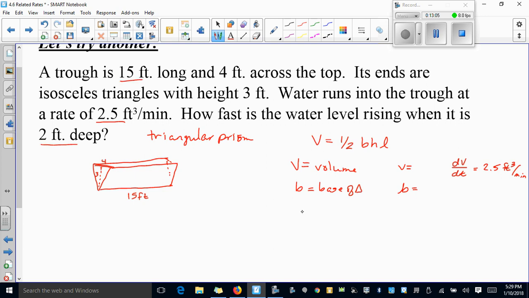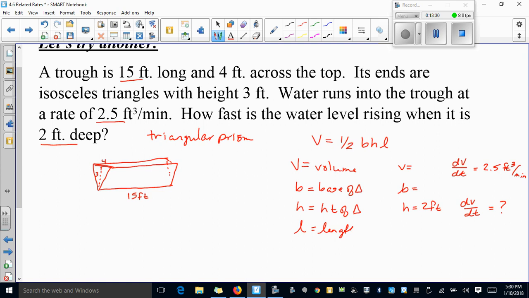And then L is the length. And in this case, it's 15 feet. And dl dt is 0. That length is not going to change. As I put it in water, that water is going to evenly flow out in that direction.